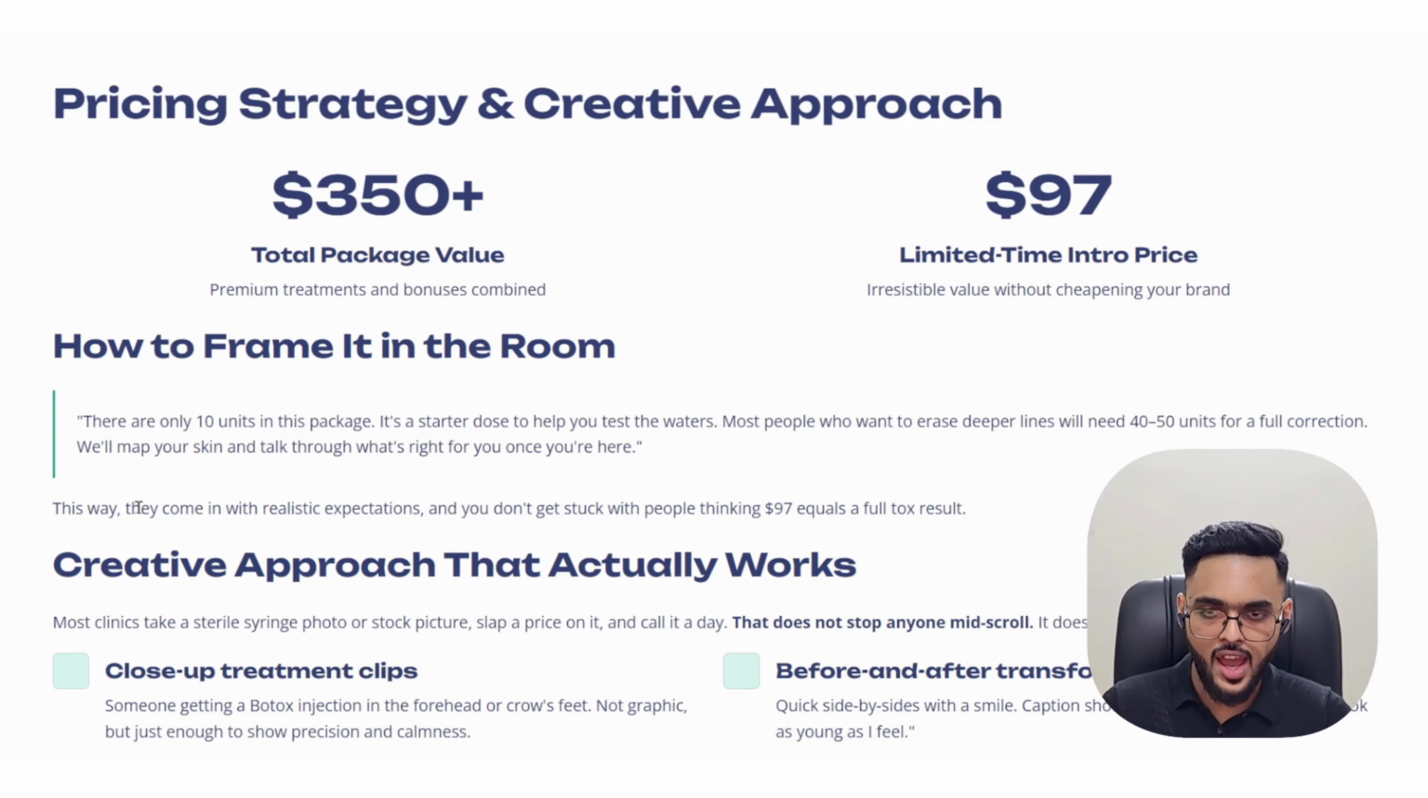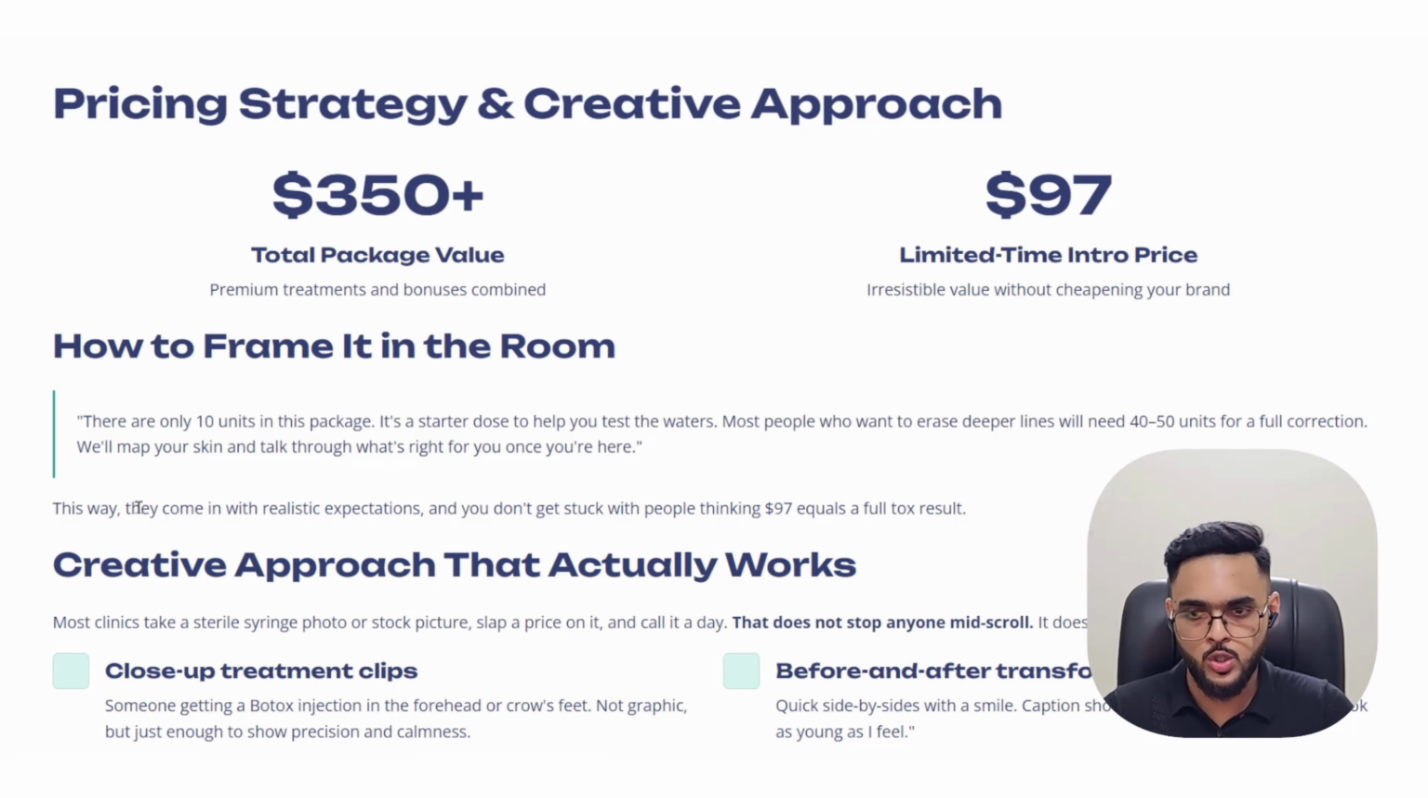So in the ad, people are going to think, well, I'm getting so much for $97. This feels like a deal. So they are going to respond to the ad because the first goal of running ads is to get the click. And an attractive offer like this will get you the click. And here's how you frame it in the room.